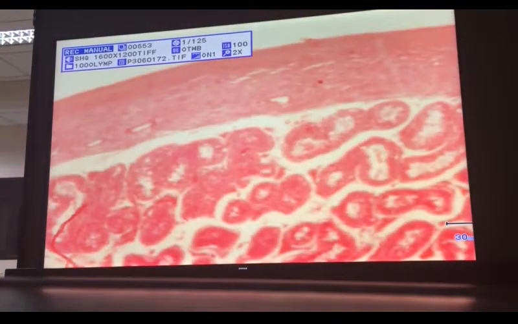Now, for the histology of the organs, including the male reproductive system, we'll begin with the histology of the testes.